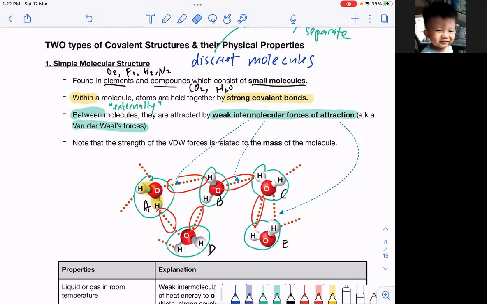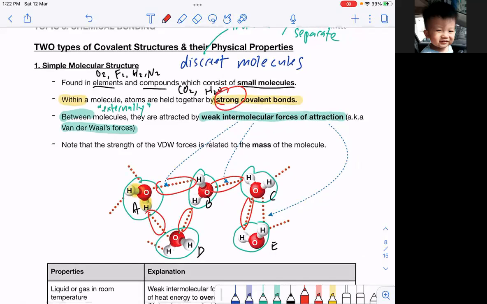So please take a red pen. Know what is strong and weak. Half my students who don't learn Sec 3 properly go to Sec 4 and keep thinking covalent bonds are weak. Common mistake. So please know what is strong, what is weak.